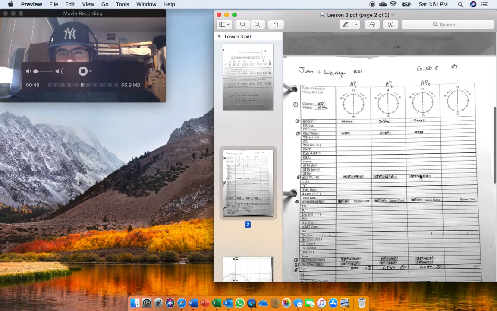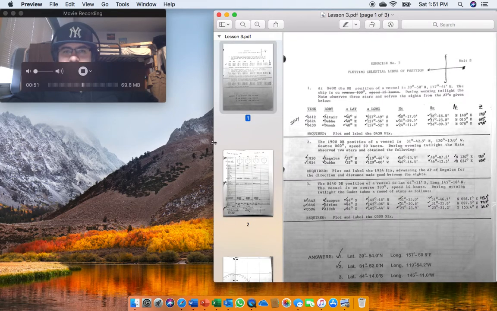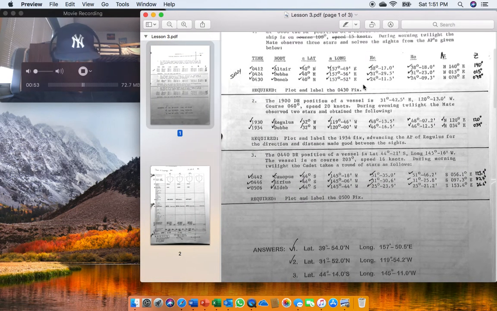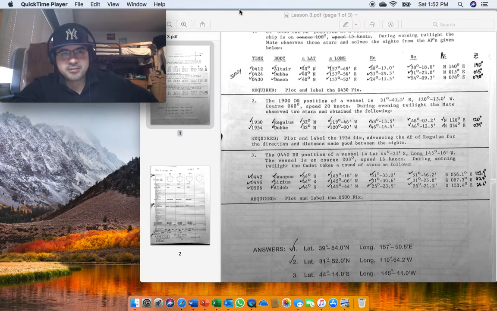Print out this form, and the problem says at 0400 your vessel's at this location and you're on course 100, speed 15. During morning twilight, the mate observes 3 stars and observes the sights from the AP given below. We're given the information and we're set to plot and label the 0430 position, right?